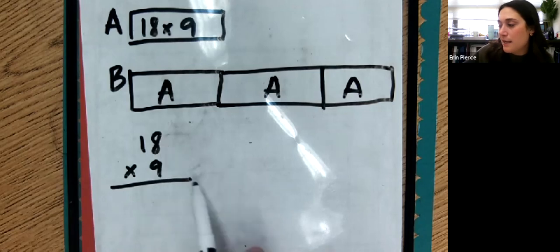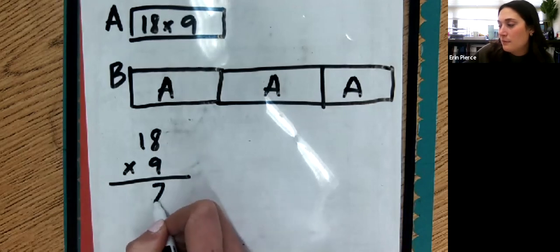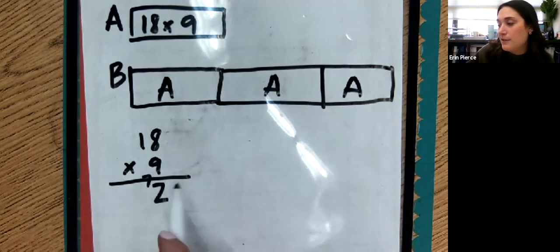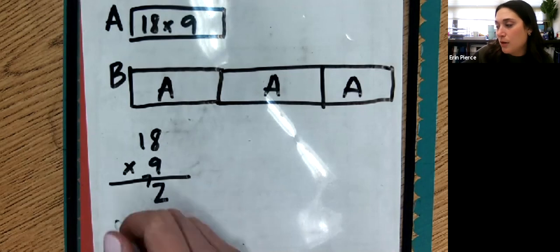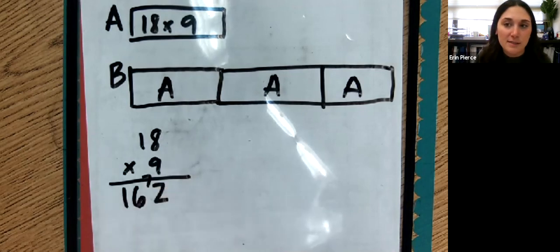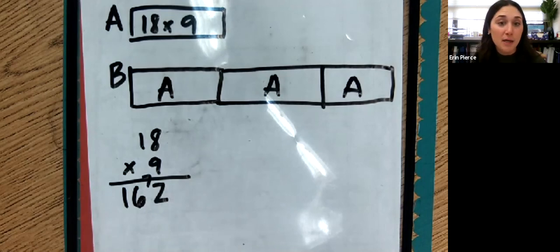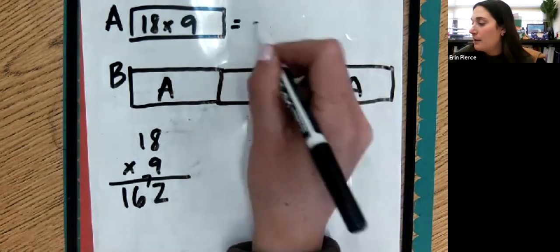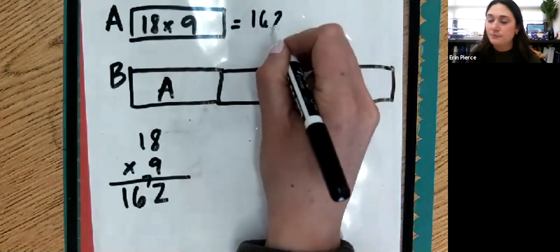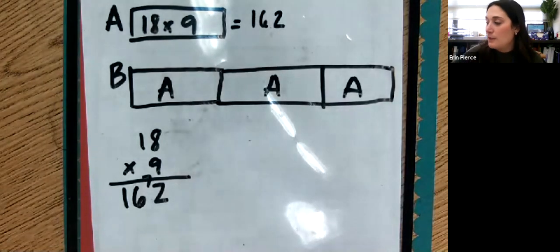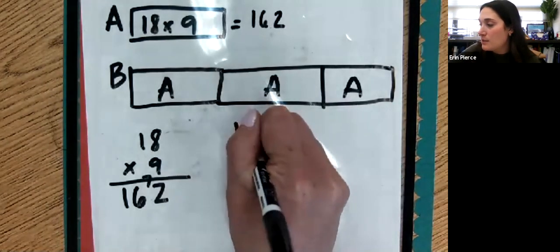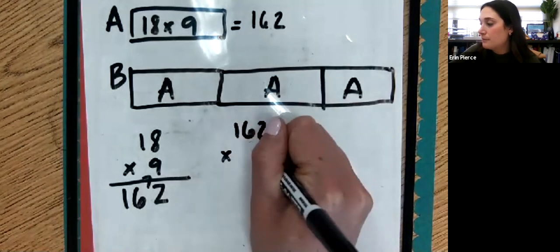8 times 9, 72. I regroup. 9 times 1 is 9 plus 7 more, 16. 162. All right. And we know that room B, so we can put that up there, 162. Then we do B is 162 times 3.